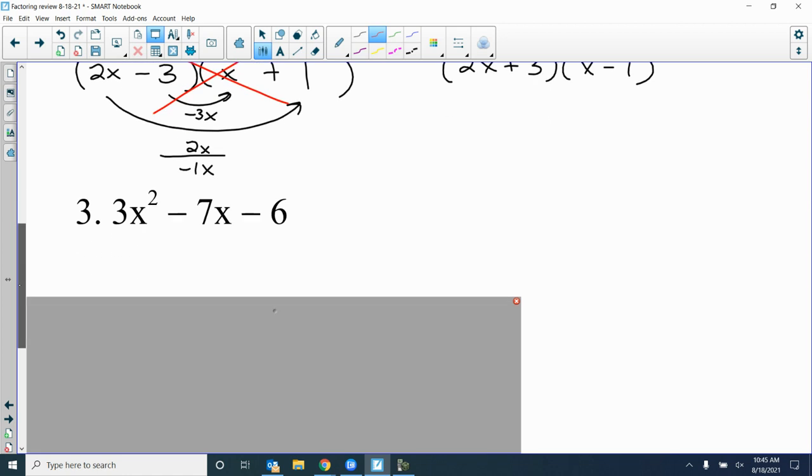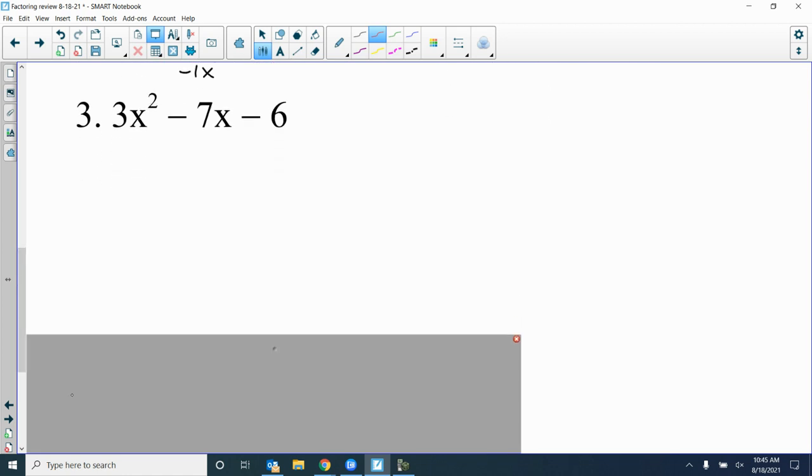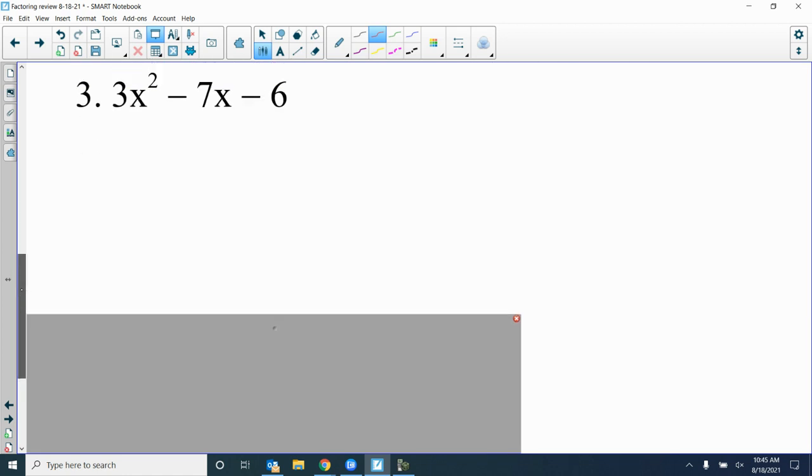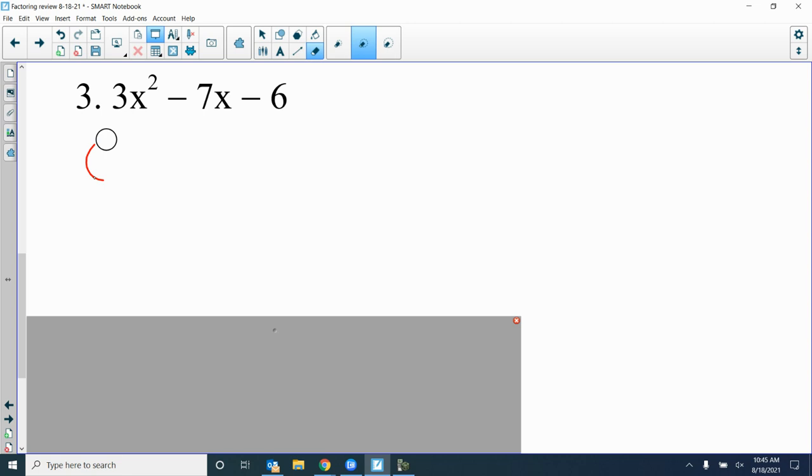3x squared minus 7x minus 6. All right, we're getting progressively a little bit harder, and harder means there are more options. It's got to break down into two binomials. There's no GCF. You should always check for a GCF, but there isn't.